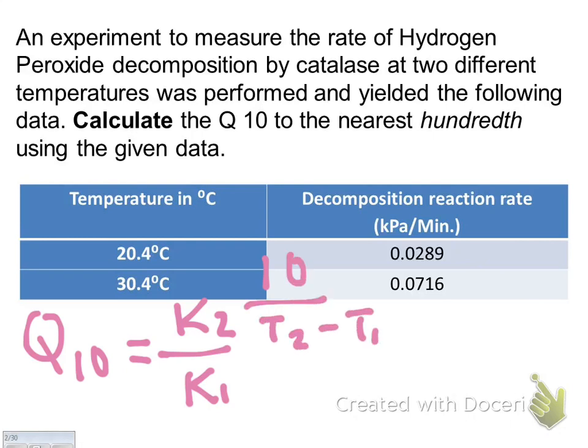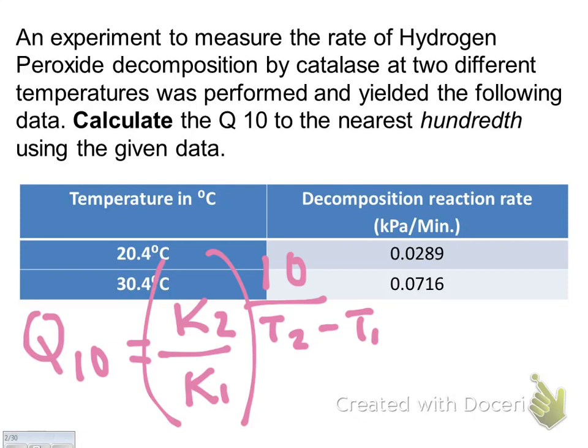A couple things I want you to know. First of all, you got to know what those K's are. That's the rate. So the second rate divided by the first rate. And then know that the 10 divided by T2 minus T1, that's an exponent. It's not multiplied, it's an exponent.